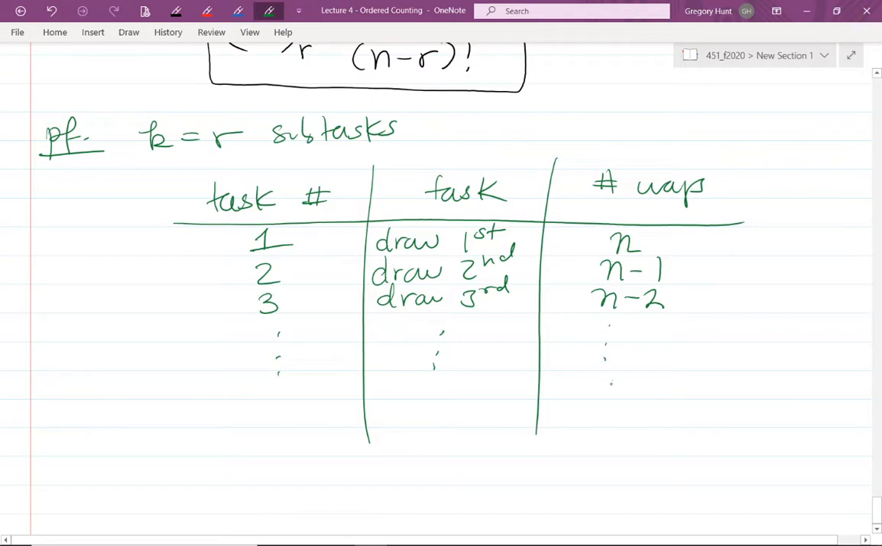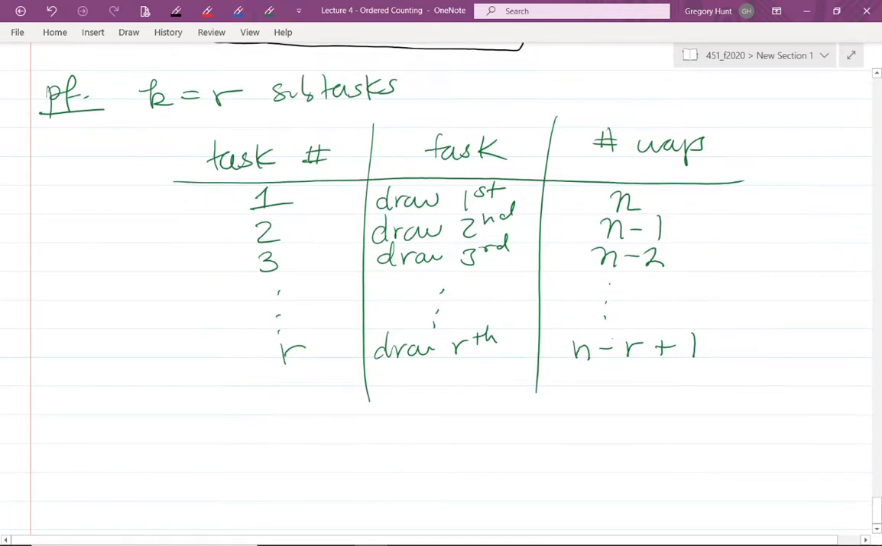It's much like the previous problems we've done, but now I only have r less than or equal to n subtasks. So when I draw the rth, how many ways will I have of doing that? I draw the first, I have n. Second is n minus 1. Third is n minus 2. The rth is going to be n minus r plus 1. Why do I have the plus 1? Well, 1 corresponds to n, 2 corresponds to n minus 1, so n minus 2 plus 1. 3 corresponds to n minus 2, so n minus 3 plus 1. So r would correspond to n minus r plus 1.